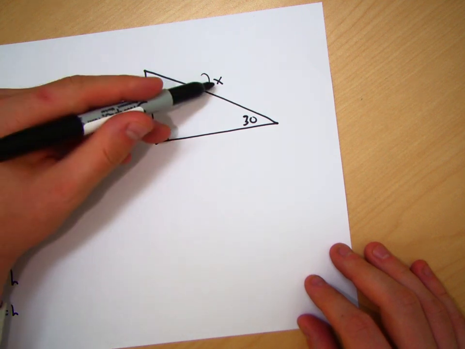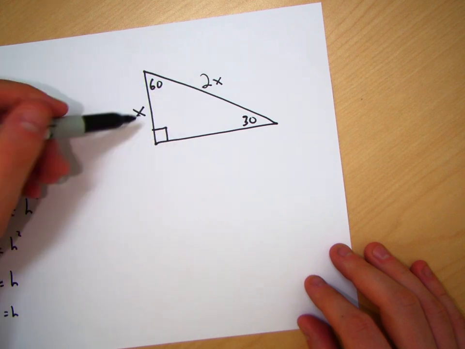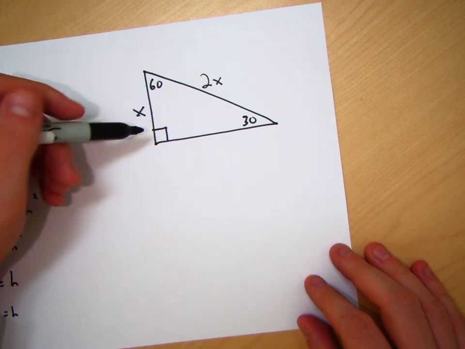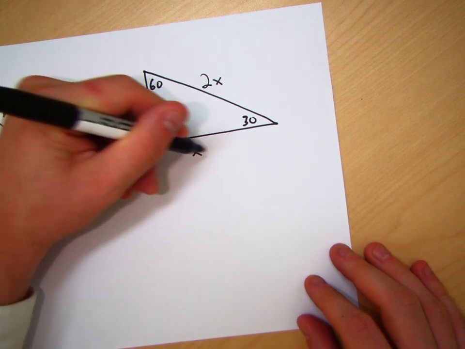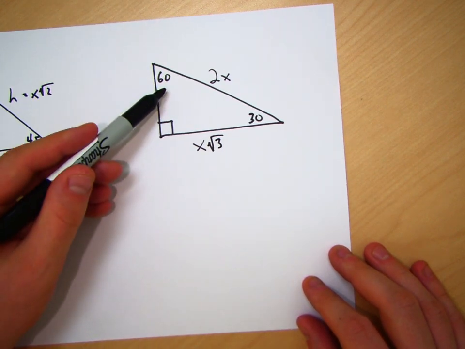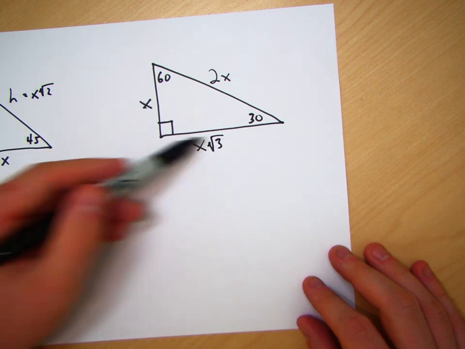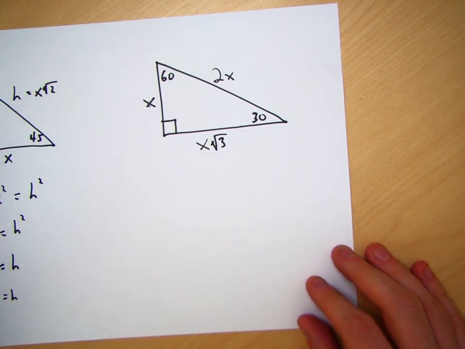And this will always be this relationship. This will always be double. If this is x, this one's a little bit different. This one will end up becoming x root 3. And so this across from the 60 will always be root 3 times what this value was. That's the length of this. And this is the relationship always between these.